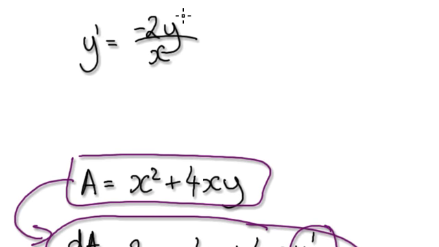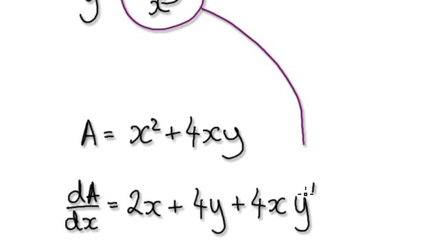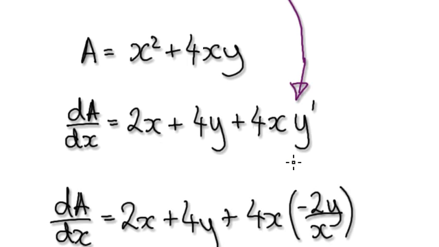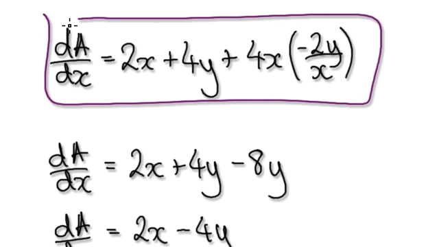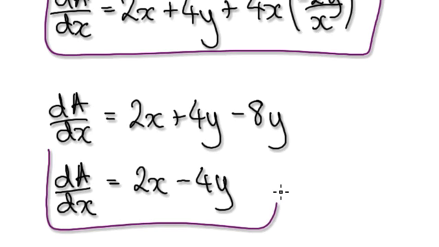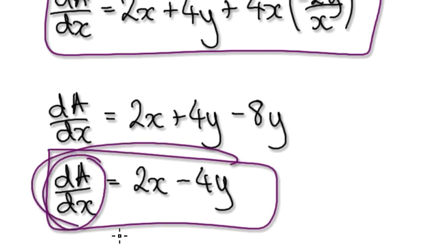Earlier y prime was this. Y prime here is this. So we can put this into here, and then tidy up. That will then give you this. So dA by dx is given by this.